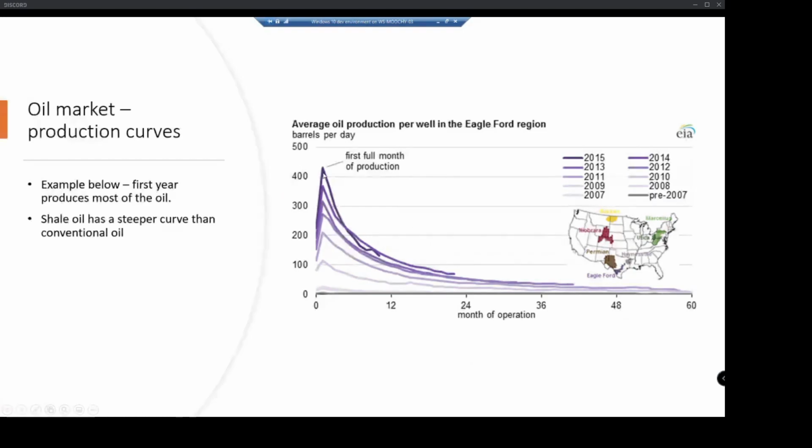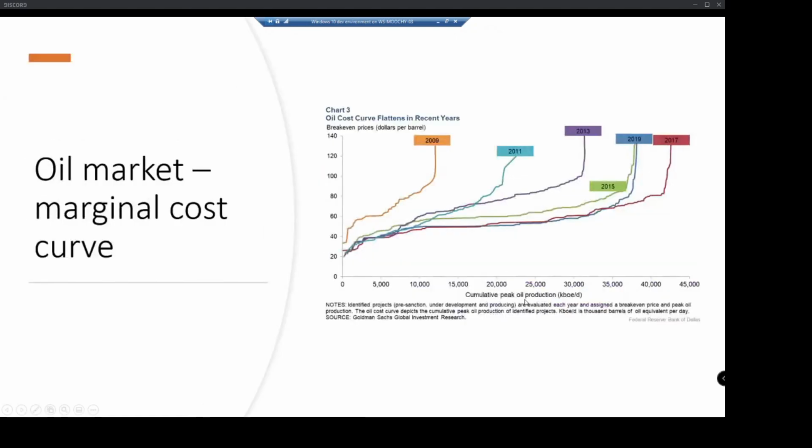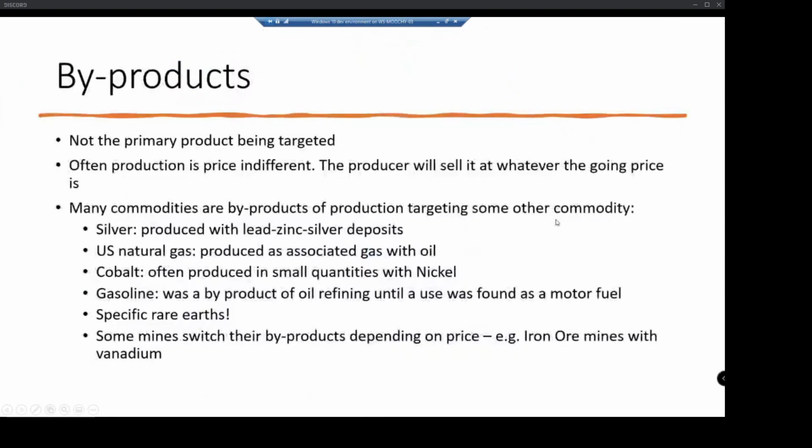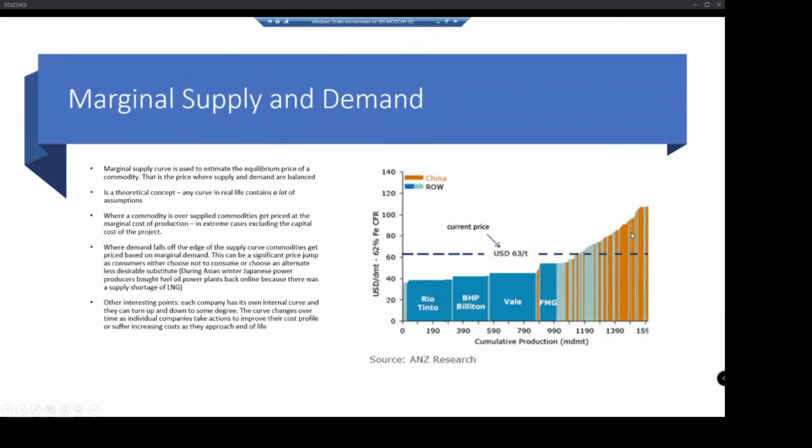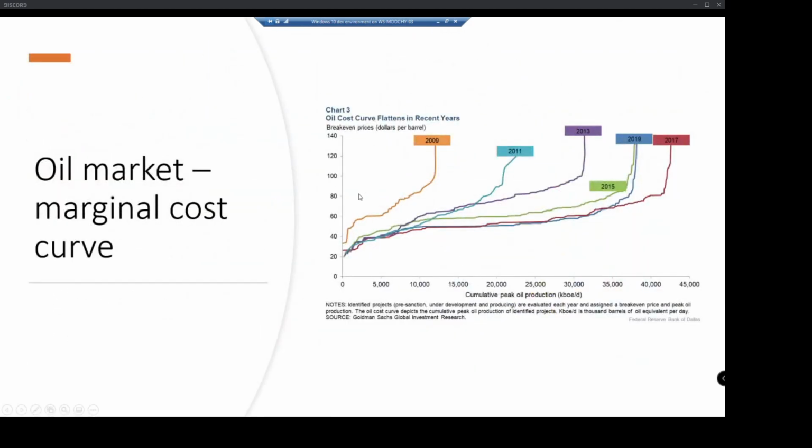And what's the other thing about conventional oil that I need to mention? They don't do fracking and all those other fun things that get up people's nose. It's also a lot cheaper to set up a conventional oil well. This is where the marginal cost curves for oil come in. So you remember I showed the iron ore curve. This is the equivalent for oil.